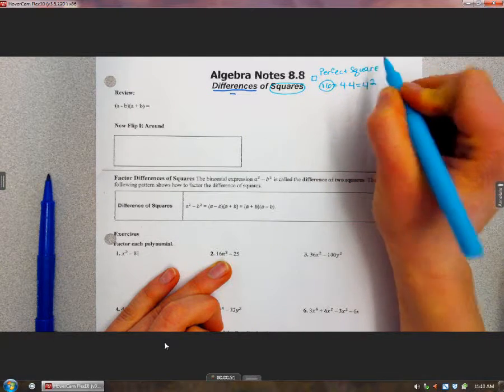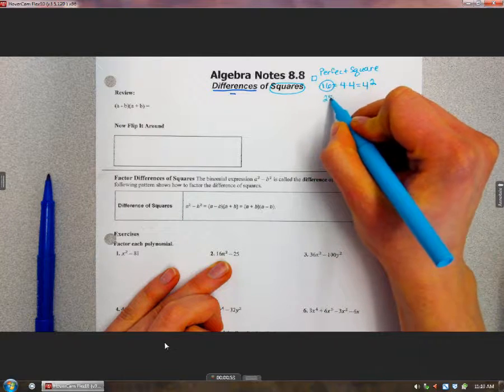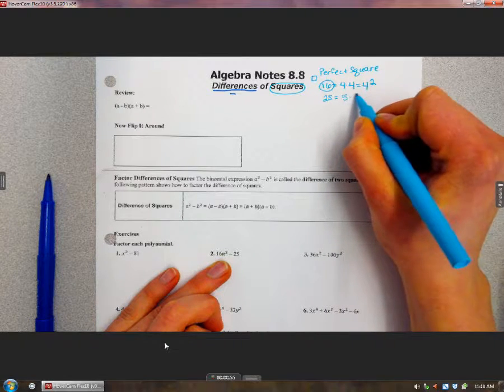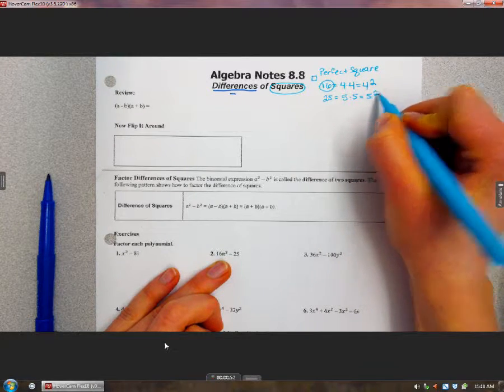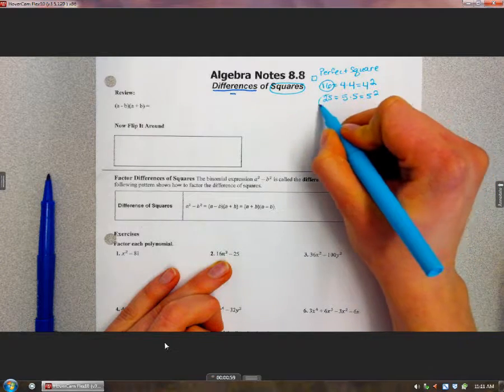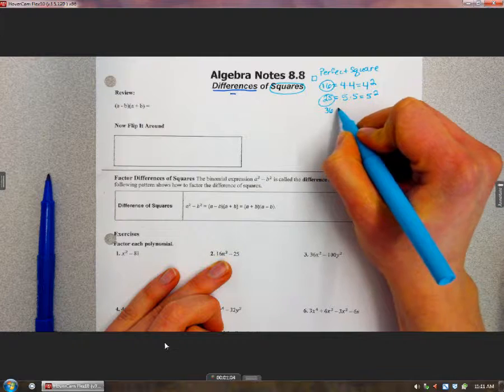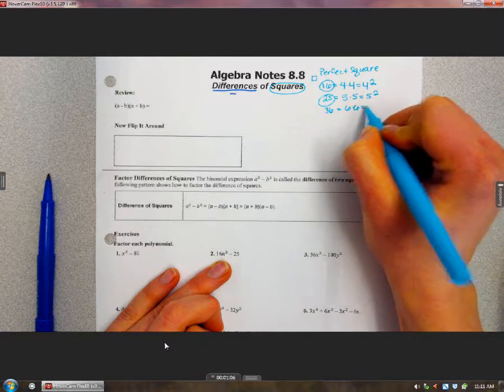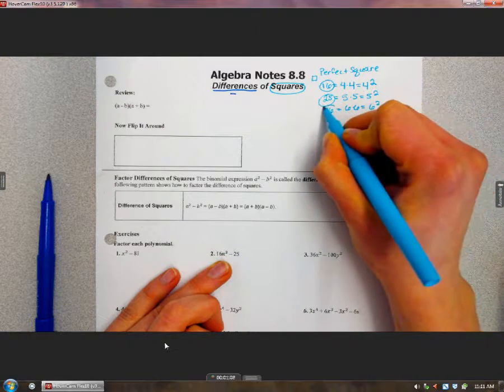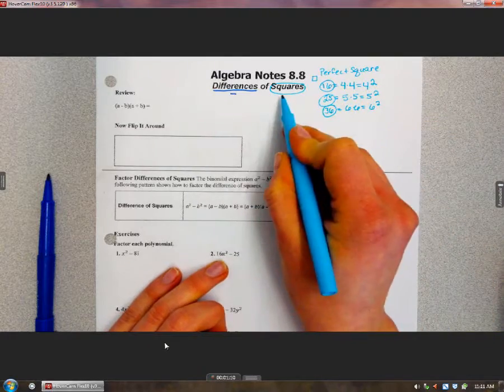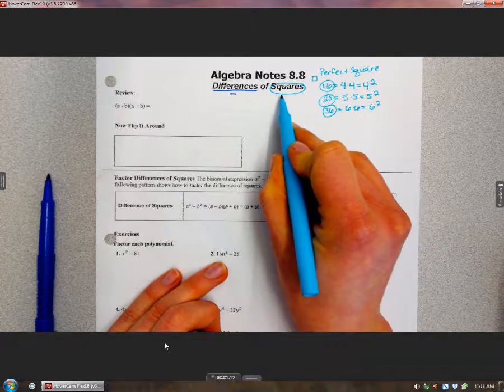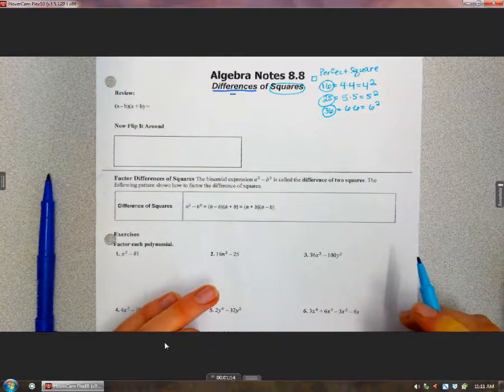16 isn't the only perfect square. 25 is also a perfect square because 5 times 5 is 5 squared. So 25 is a perfect square. 36 is a perfect square, 6 times 6, 6 squared. Okay, so difference of squares. We're subtracting two perfect squares. That's what we're talking about today.